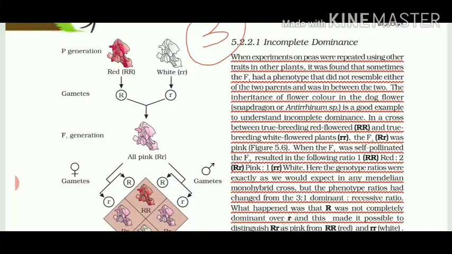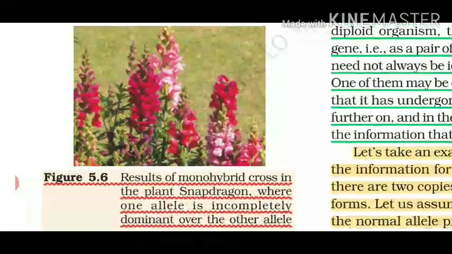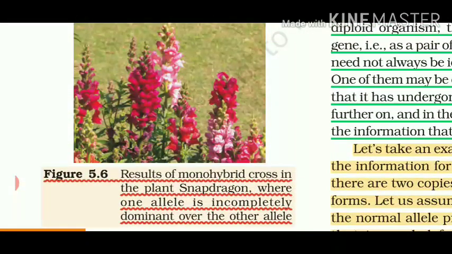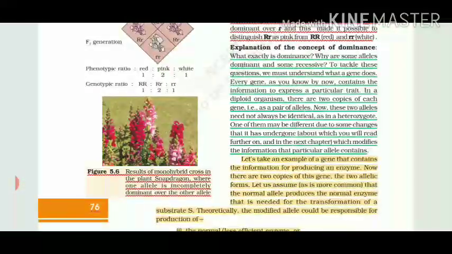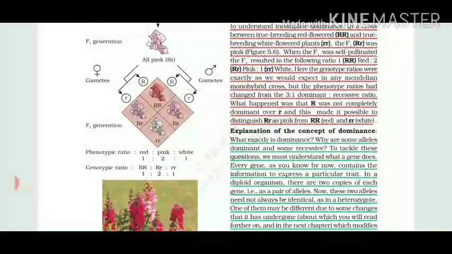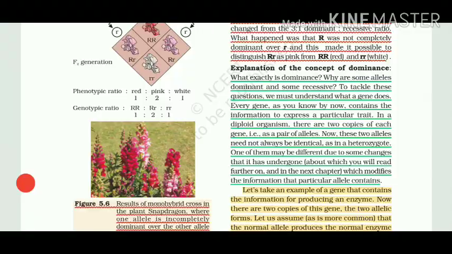It is seen in a very common flower. You have all seen these flowers around in the garden also. It is the snapdragon. Snapdragon flowers appear in 2 colors, one red and the other white. It is known as the dog flower, and the scientific name is Antirrhinum. So it is a very good example to understand incomplete dominance.